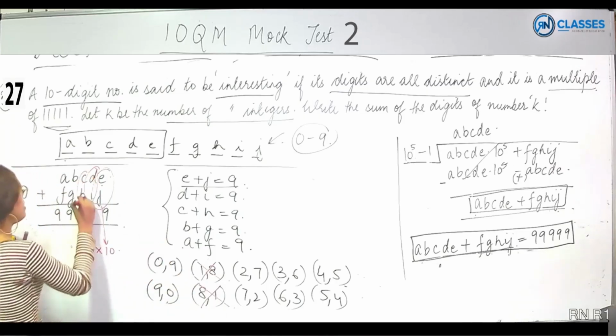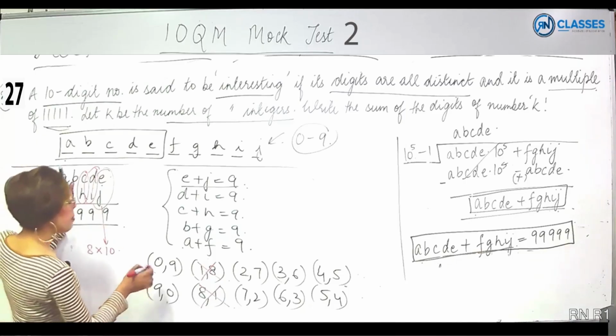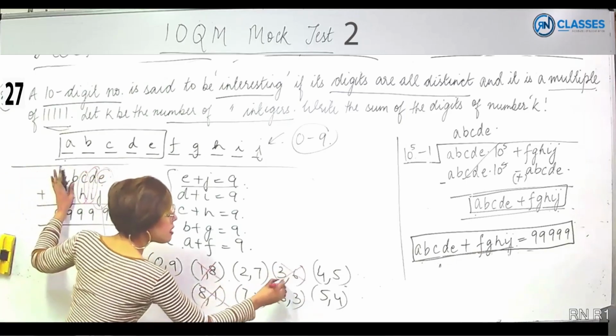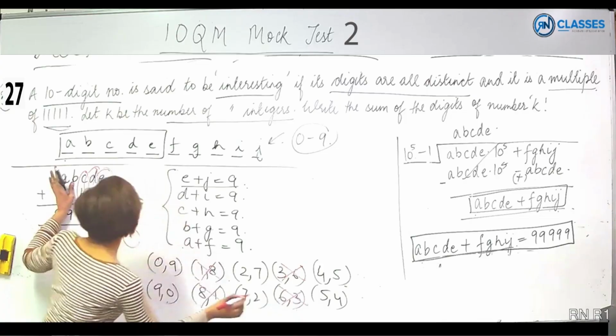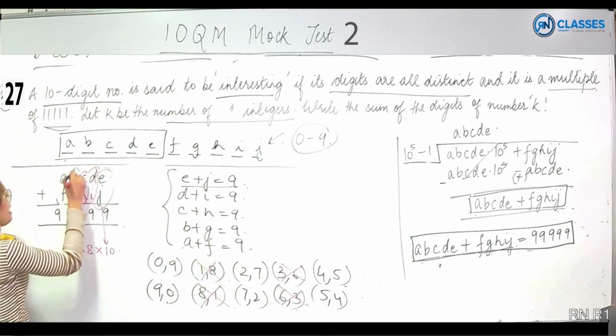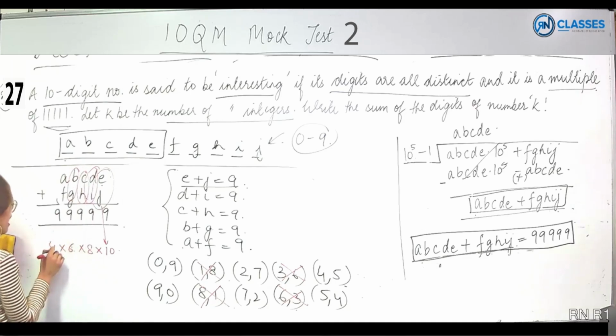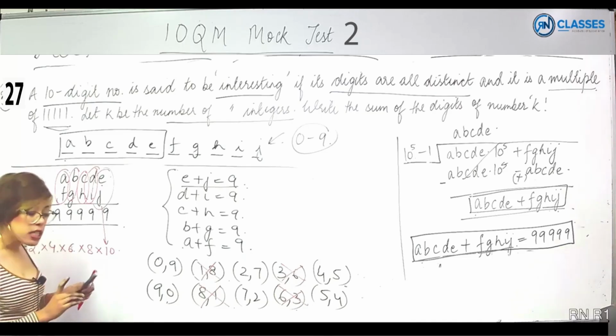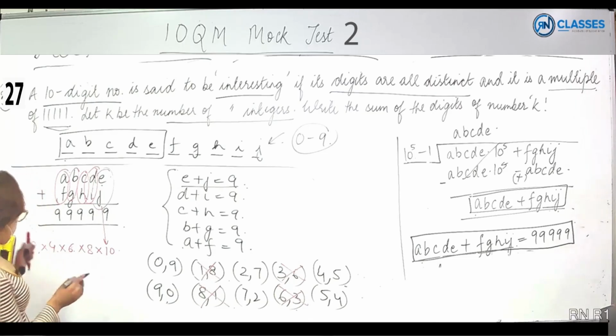Right? Now, let's talk about C and H. Suppose for D and I took 3 and 6. So, 6 and 3 already rejected. So, C and H will have 6 possibilities. Right? B and G will have 4 possibilities and A and F will have 2 possibilities. Right? So, you can find that out.